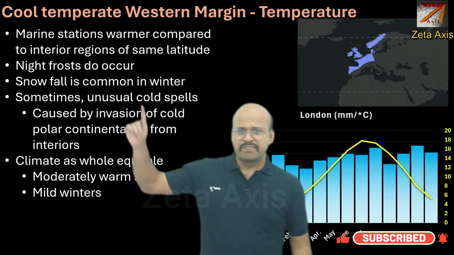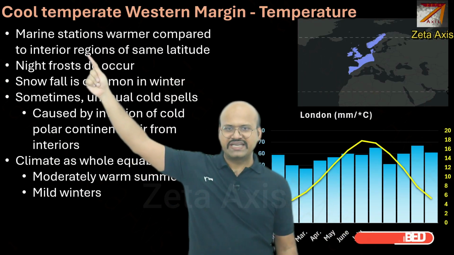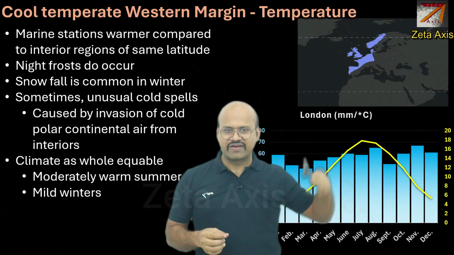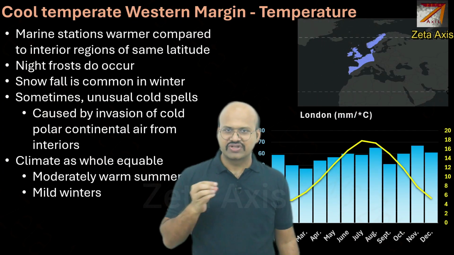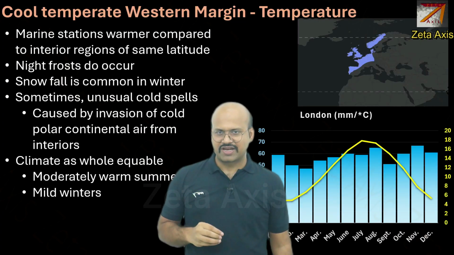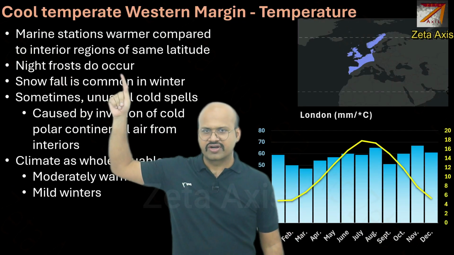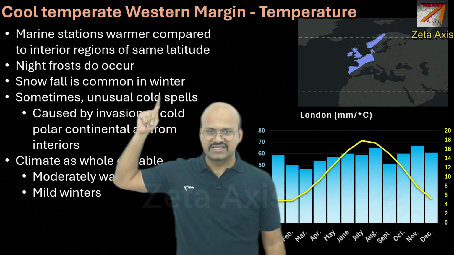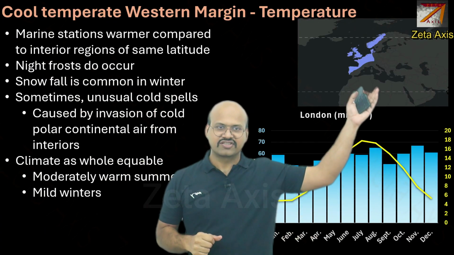Another thing is that marine stations are warmer compared to interior regions of the same latitude. So if you are around the coastal region, you will have a more moderate climate. But if you go into the interior, you will have extreme climate. Night frosts do occur. Snowfall is common in winter. So snowfall is also very common in these regions because of their nearness to the polar region.